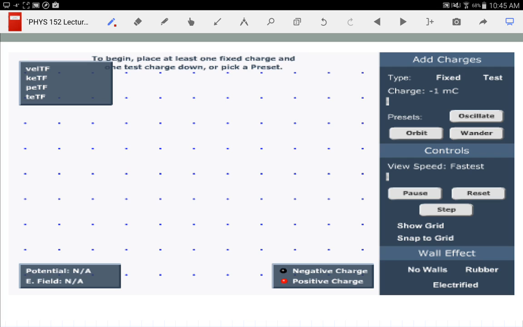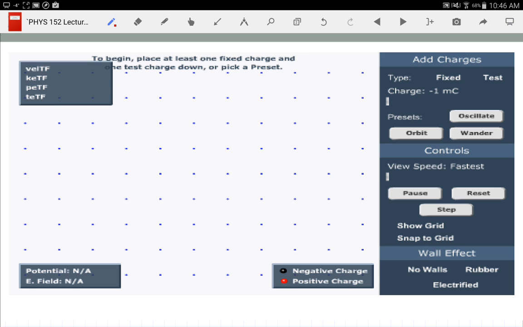Reset. Kind of cool, huh? See what would happen if I started it here. I'm gone. Now those charges, it's not perfect. Those charges aren't interacting with each other. They're only interacting with the two fixed ones.